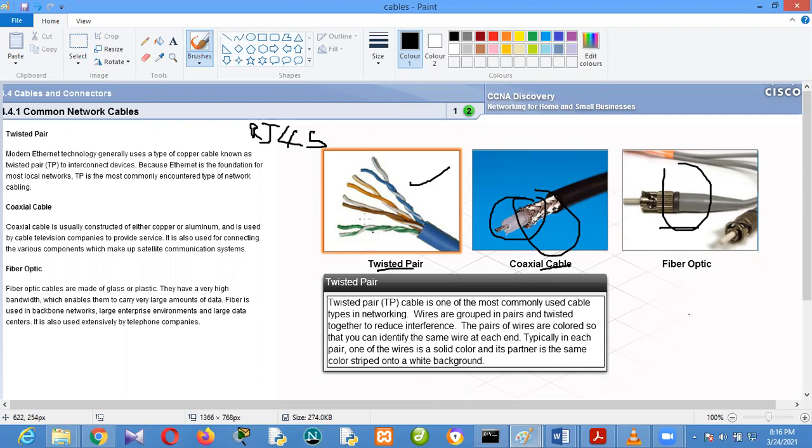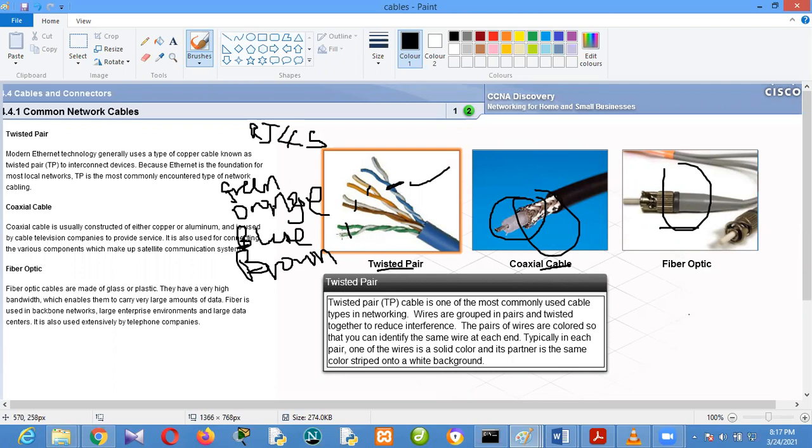Now, this twisted pair is four pairs of cable. One, two, three, four pairs. I mean by four pairs, we have green color, we have orange color, we have blue color, and we have brown color. They are all pairs. So each pair comprises a solid color and a striped color.